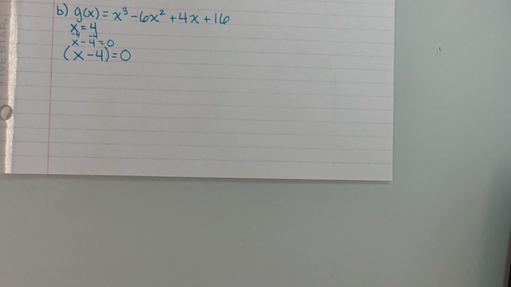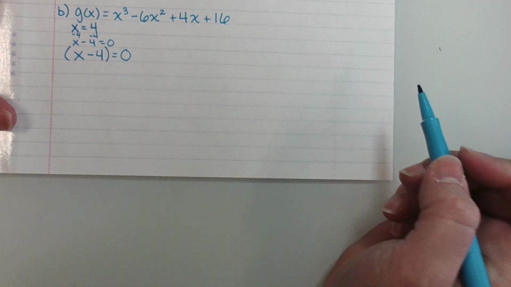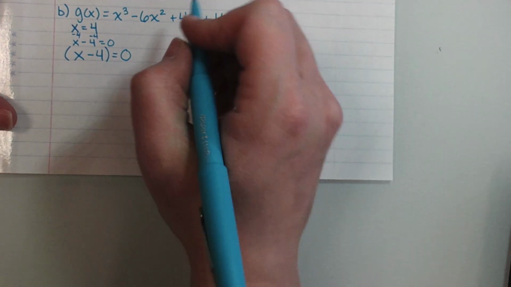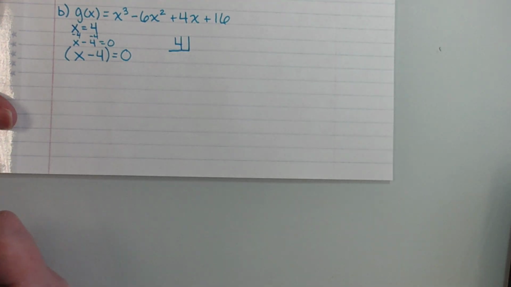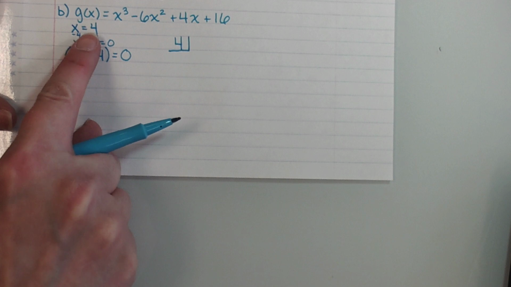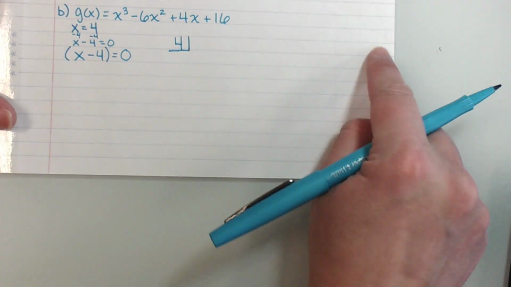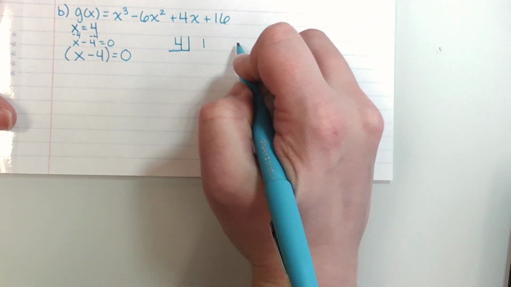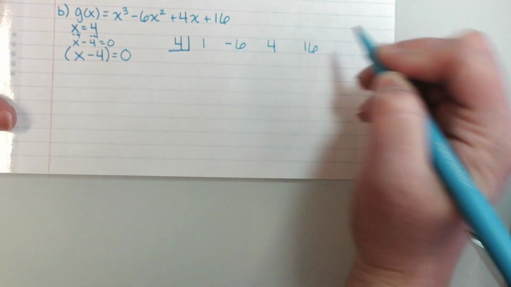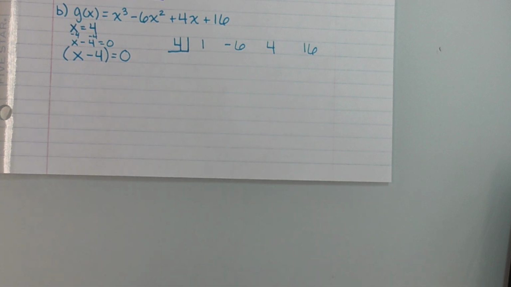Now, if it is a whole number factor, then when I divide it out, I should always be able to do long division. What goes in my little box? Positive 4. Always the opposite of the thing you're dividing by, or in this case, it's the same as the root itself. Going across the top: 1, negative 6, 4, and 16. Make sure you're not missing any zeros. This one doesn't have any zeros to miss, so you're good.